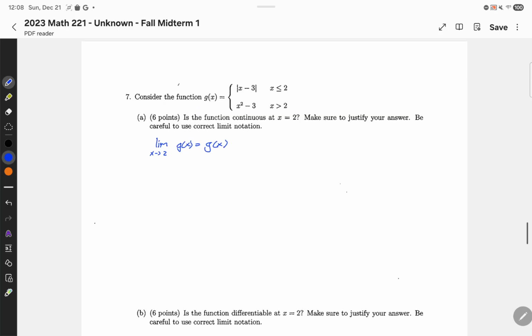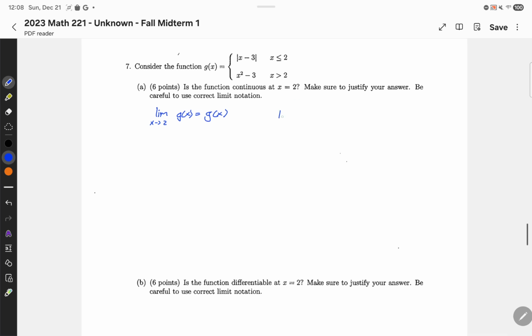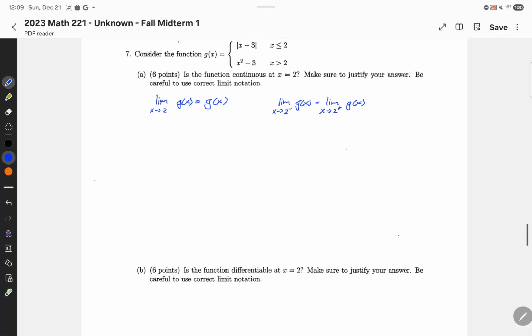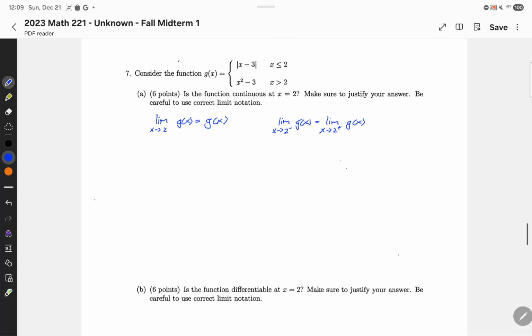And because we have g of x defined on one of these sides, what we're really going to have to show is that the limit as x approaches 2 from the negative side is equal to the limit as x approaches 2 from the positive side. And if we can show this, then our function is going to be continuous. So let's first take a look at the limit as x approaches 2 from the positive side of g of x.